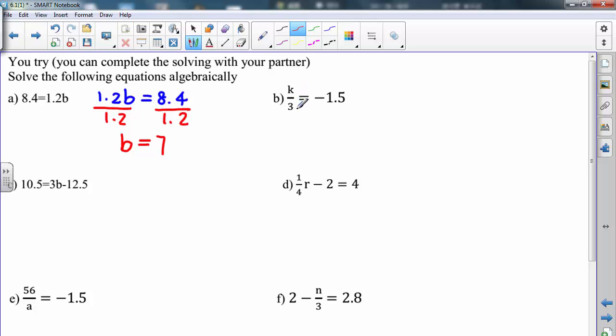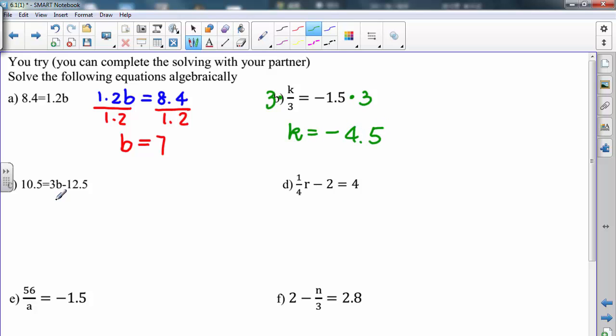Let's look at k divided by 3 equals negative 1.5. In the original equation, the operation is divide k by 3. So I need to take the inverse if I want to solve for k. I multiply both sides by 3. 3 divided by 3 is 1. 1k, which is the same as k, equals negative 1.5 times 3, negative 4.5.